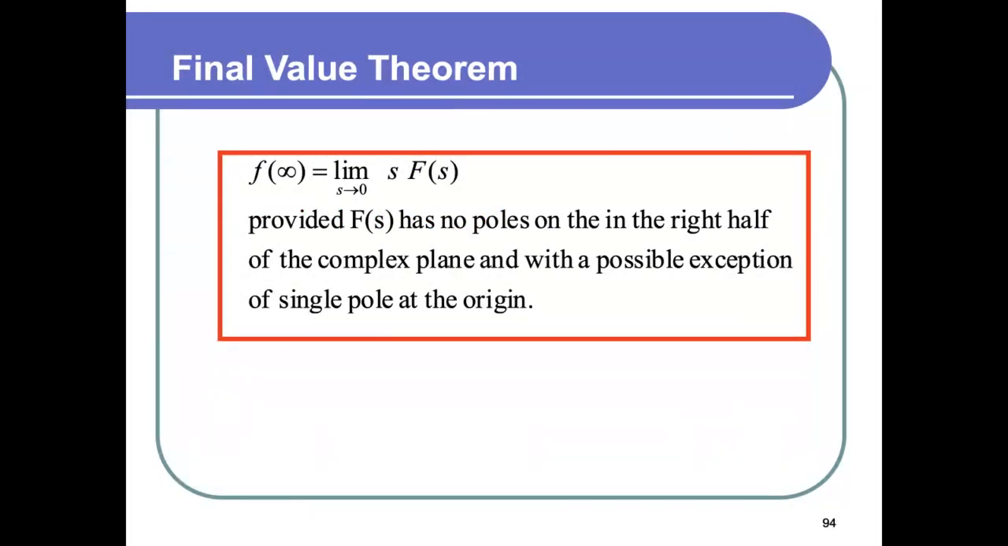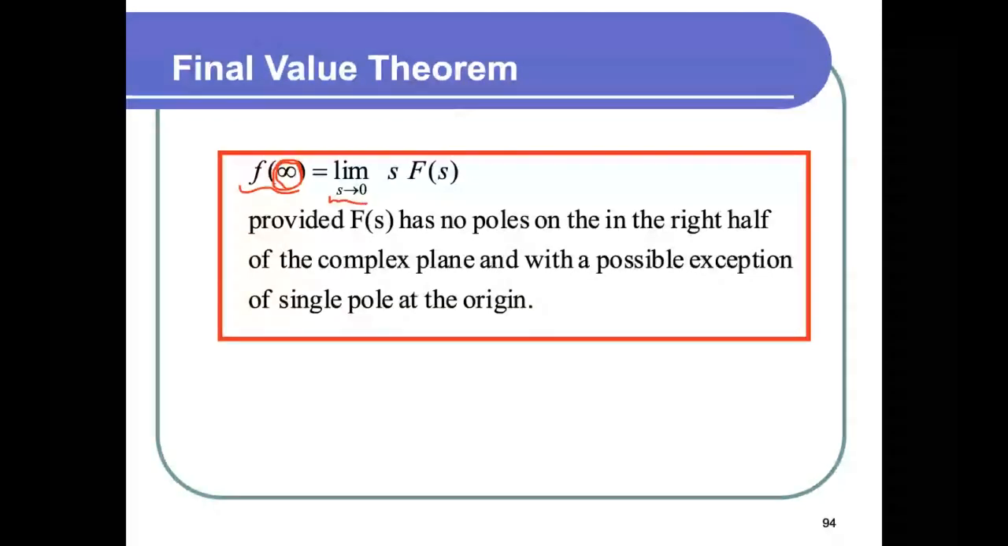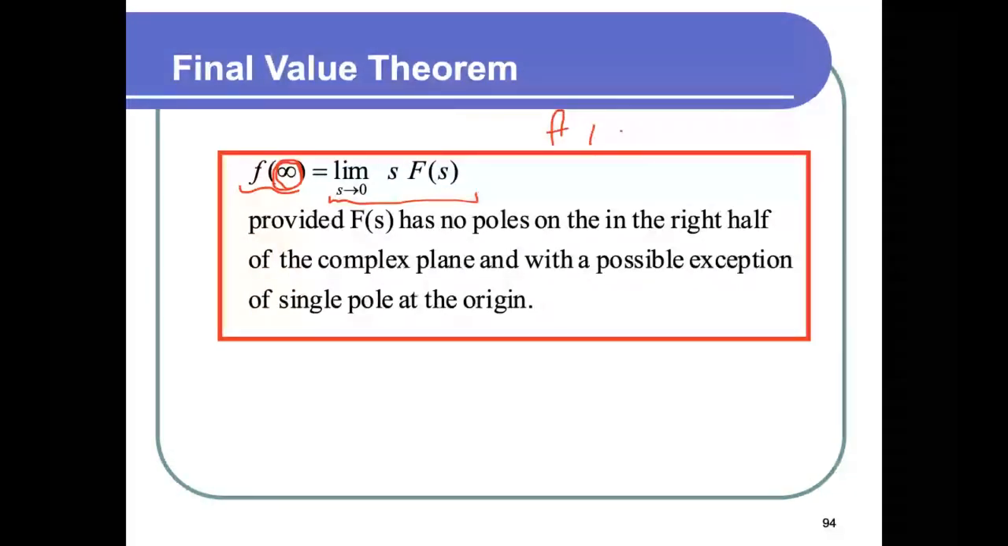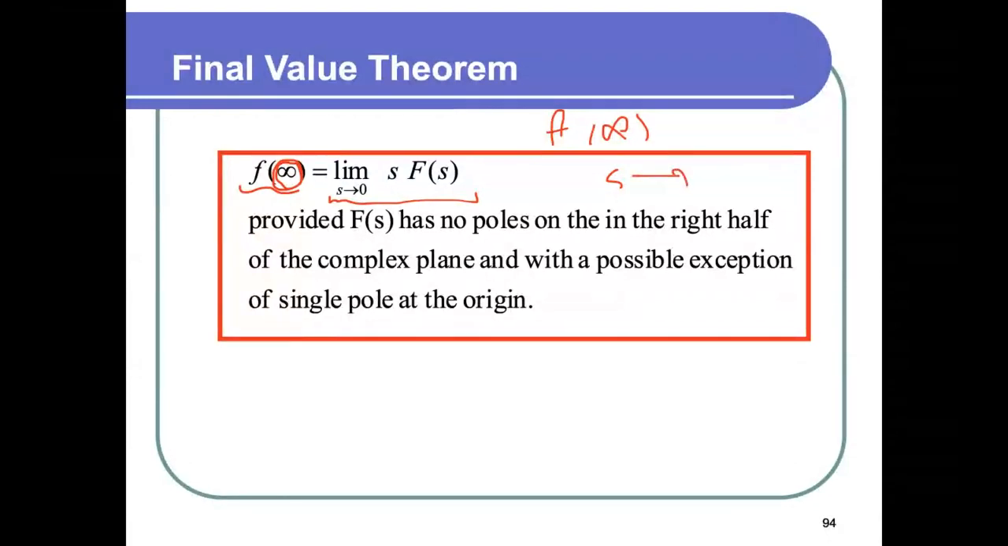The final value theorem is the same thing. To find the final value of the function f, you need to take the limit where s goes to 0. So if you want the final value, you take the limit as s goes to 0. If you want the initial value, you take the limit as s goes to infinity. So it's the opposite.